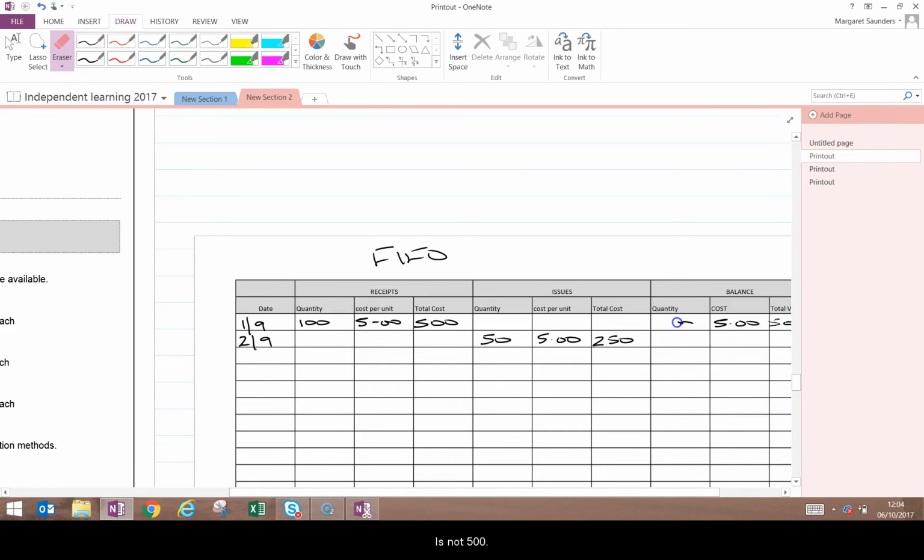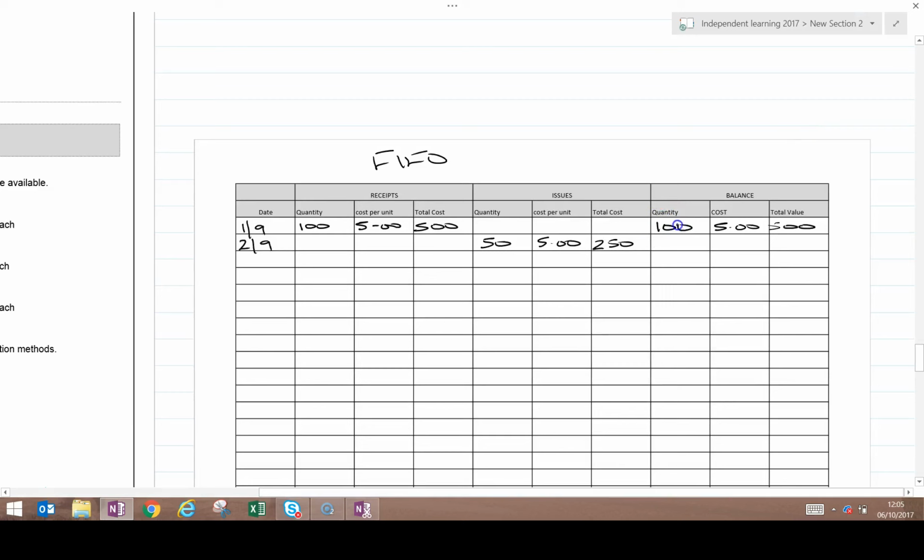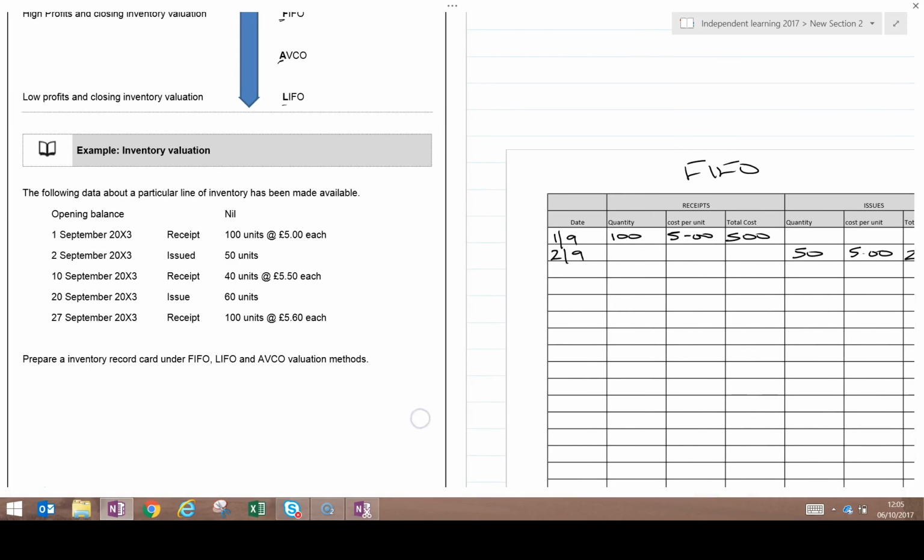This here is not 500. We had 100. We've issued 50, so that leaves us 50 left in stock, £5 each, so that is £250. So let's see what the next transaction was. 10th of September, a receipt, 40 units at £5.50 each. So 10th of September, we received 40 units, £5.50 each. That is £220.